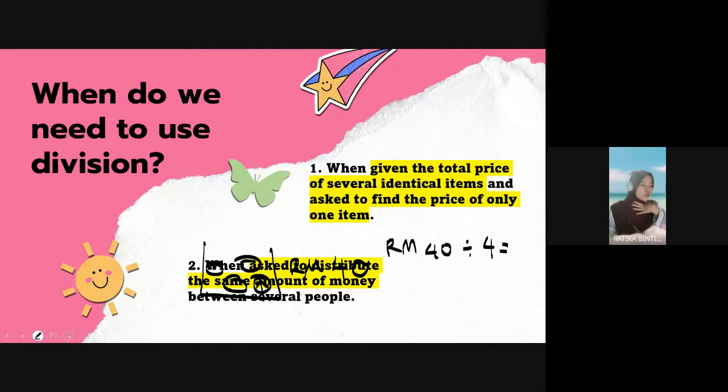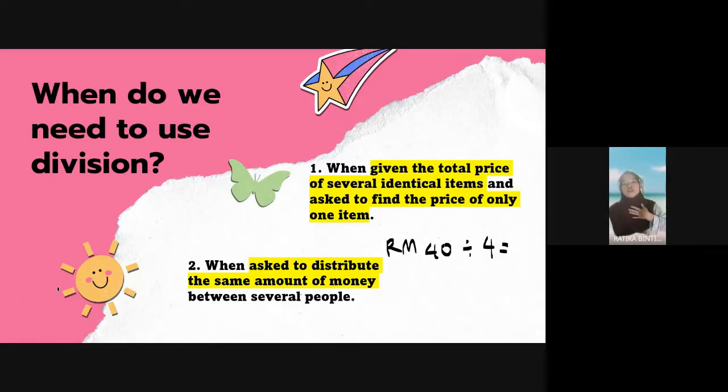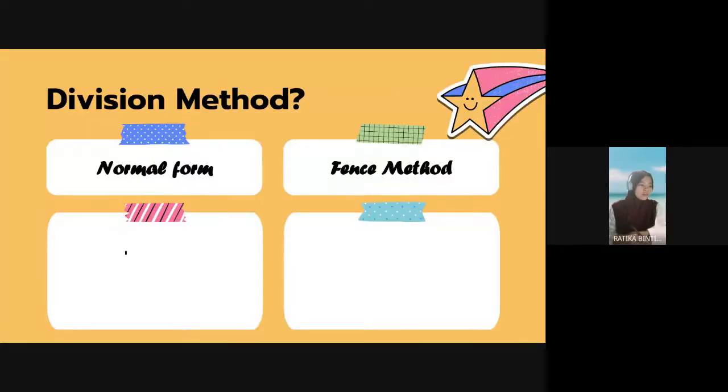Okay, or when you are asked to distribute the same amount of money between several people. Distribute, you share. Itu kata kunci untuk bahagilah. You distribute, you share. Sama apa? The same amount lah. Jumlah yang awak share tu mesti sama. Okay, normal form. Normal form macam ni lah. 40 divide by 4 for example. This is normal form. Cikgu buat laju tau. Atas bawah tolak turun. Okay, the fence method.